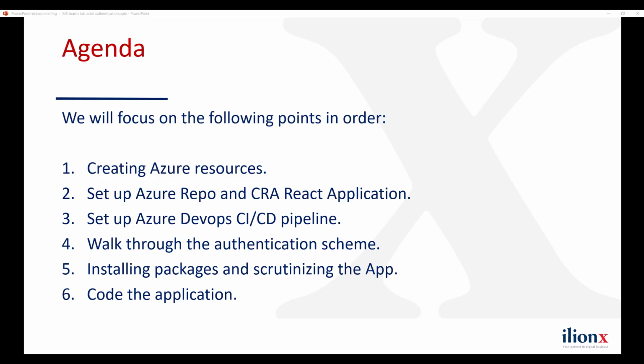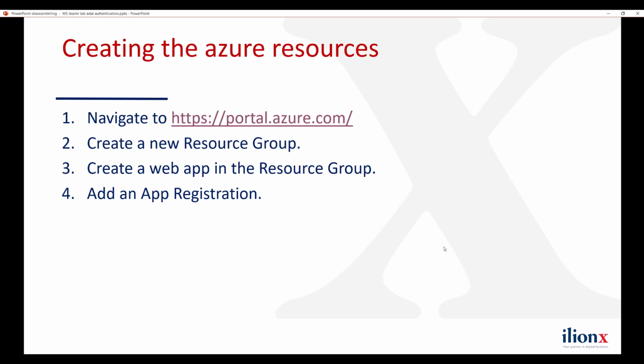Alright, so as we saw, the first part that we're going to do is to create some Azure resources. If we have a look at what we're going to do: first we'll navigate to the Azure portal. We'll create a new resource group. After that, we're going to create a web application in the resource group. And last but not least, we're going to add a web registration.